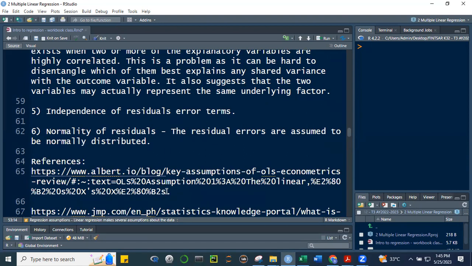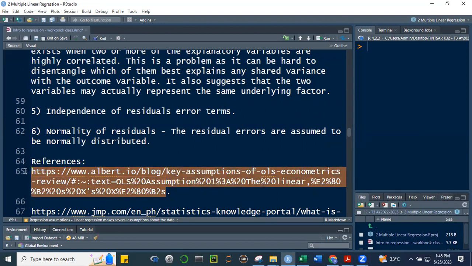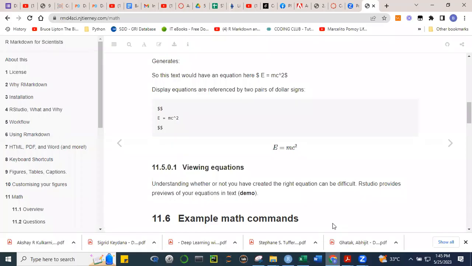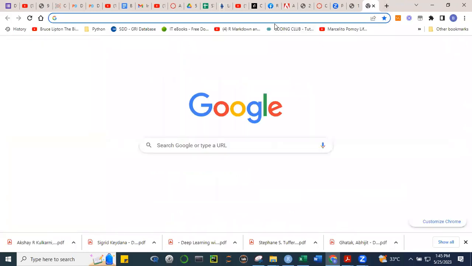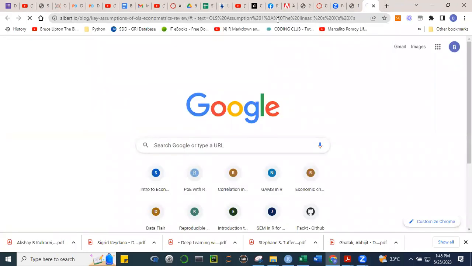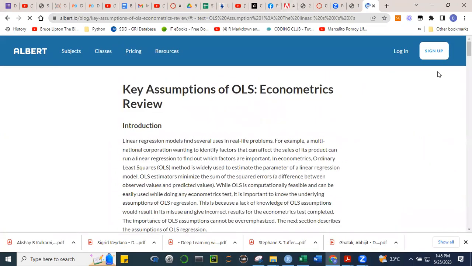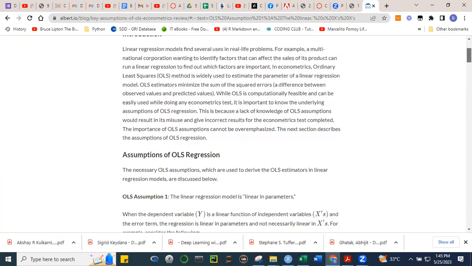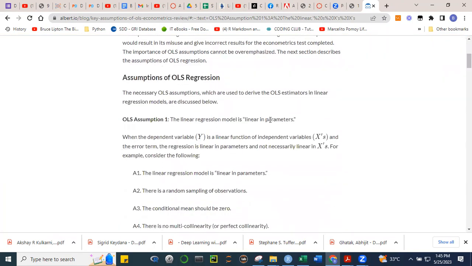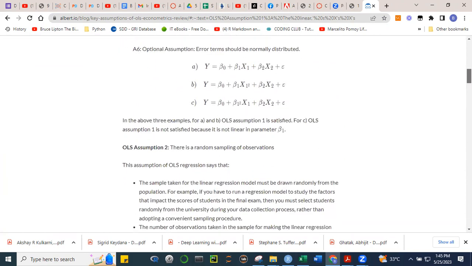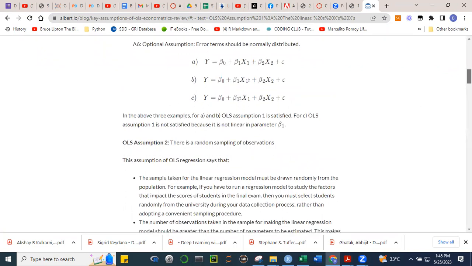May references akong binigay. It's good for you to read this also. Medyo similar naman sa discussion natin ngayon, pero maganda rin yung additional information, additional learning. Okay, so this is part of what we discussed a while ago, yung key assumptions of ordinary least squares. All right? So ito yung assumption, linear in parameters. Okay. Tapos ito, random, ito hindi ko na sinama, no? Random sampling of observations.